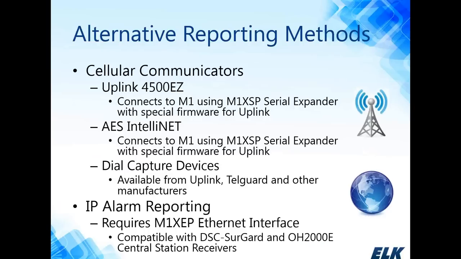Now the M1 does have the capability of communicating over a hardwired landline telephone to Central Station. We support Contact ID, SIA, and 4+2 format. But you can also have alternate reporting methods in cellular communication, because we can integrate with the Uplink 4500 EZ. Now to do so would require the M1 XSP, our serial port expander, and there's a special firmware update for the XSP to communicate with the Uplink. There's also a special cable from Uplink that would need to be obtained to connect it to the XSP.